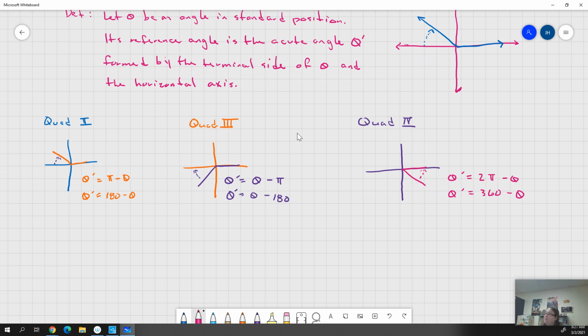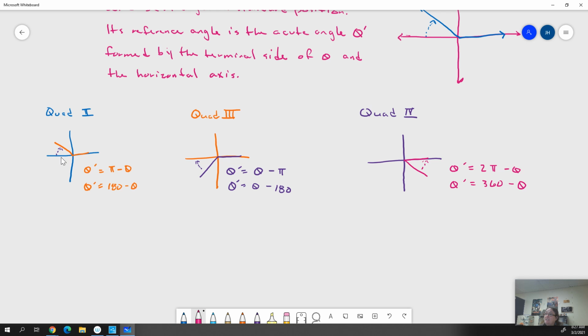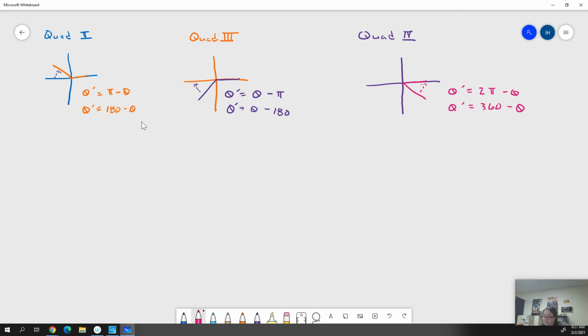Because we're just trying to figure out what is the nearest distance we have to the x-axis, right? How many degrees lie between that terminal side and the x-axis? It doesn't matter the direction. So we're going to look at some of these, and then I'm going to have you guys do a couple of them, and then I'm going to send you on your way, so to speak.